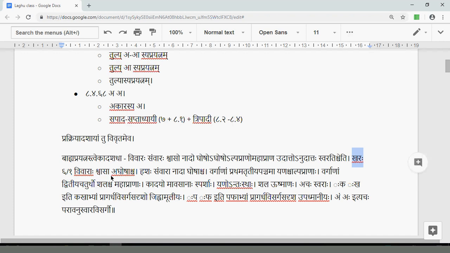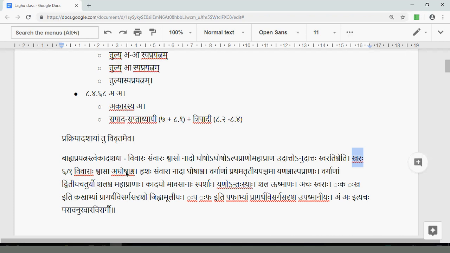Shwasaha, what is shwasaha? The breathing, there is a breathing effort needed. You see that shwasa is needed for kha. Some additional breath is needed there, kha pha cha. The breath goes out, that is the shwasa. So bahya prayatna is also shwasa, as though you are breathing out through the mouth.